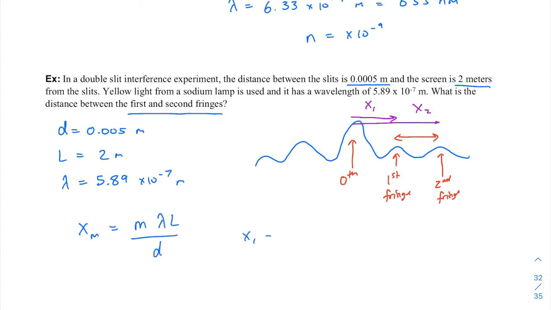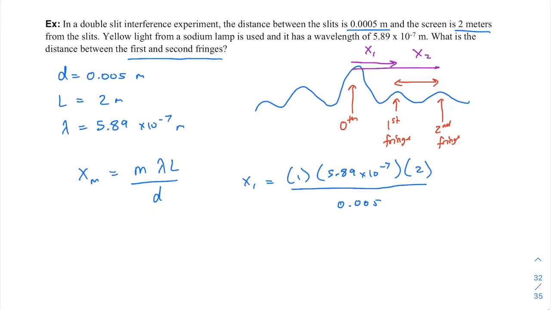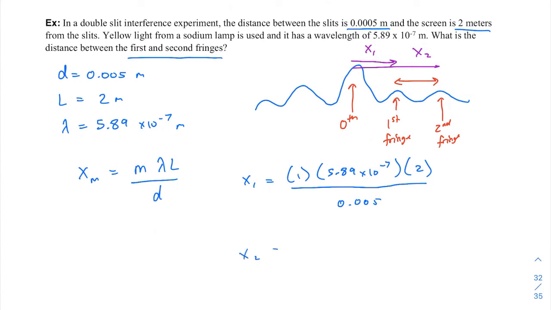So for x1, that's going to be 1 times my wavelength of 5.89 times 10 to the negative 7 times my L of 2 divided by my distance, which is 0.005. And then the same process for x2. My m value is now 2. So this is going to be 2 times 5.89 times 10 to the negative 7 times my length of 2 divided by my slit separation of 0.005.